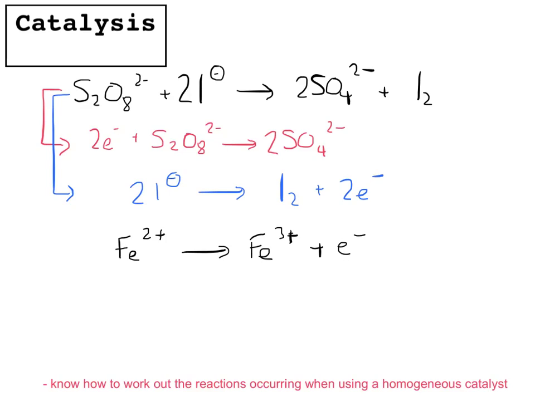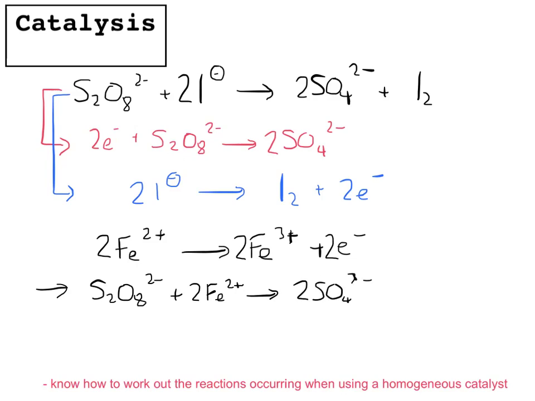Once you've got those three equations, you need to combine at least one of your half equations from the fuller reaction with your catalyst equation. And the one you're going to combine with it is the one where the electrons are on the opposite sides to where the electrons are in the catalyst equation. So that's this red one here. So in order to combine them, we need to multiply up the iron equation, and then that will give us our first catalyst equation of S2O8 2- plus 2Fe2+ goes to make 2SO4 2- plus 2Fe3+.